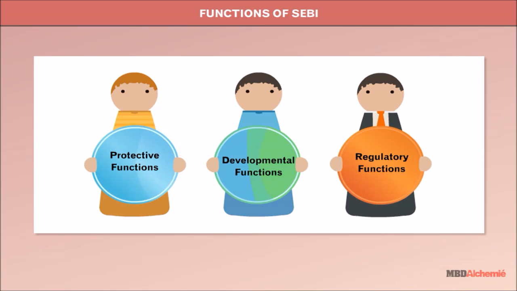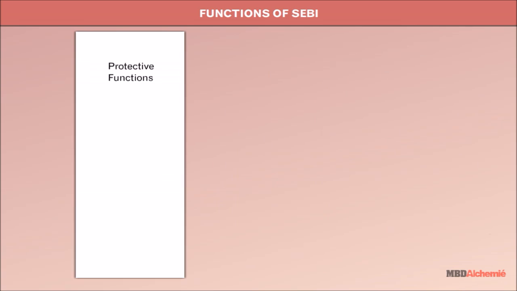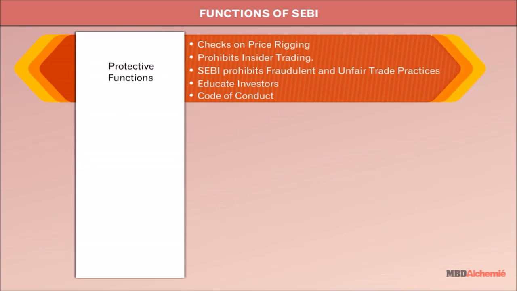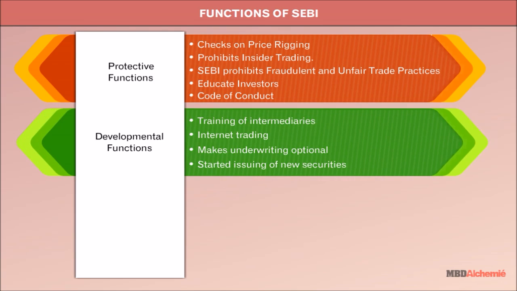Functions of SEBI. Following are the three most important functions of SEBI: protective functions, developmental functions, and regulatory functions. Protective functions. As a protector, SEBI checks on price rigging, prohibits insider trading, prohibits fraudulent and unfair trade practices, educates investors, and enforces a code of conduct. Developmental functions. SEBI promotes training of intermediaries, internet trading, makes underwriting optional, and started issuing of new securities.